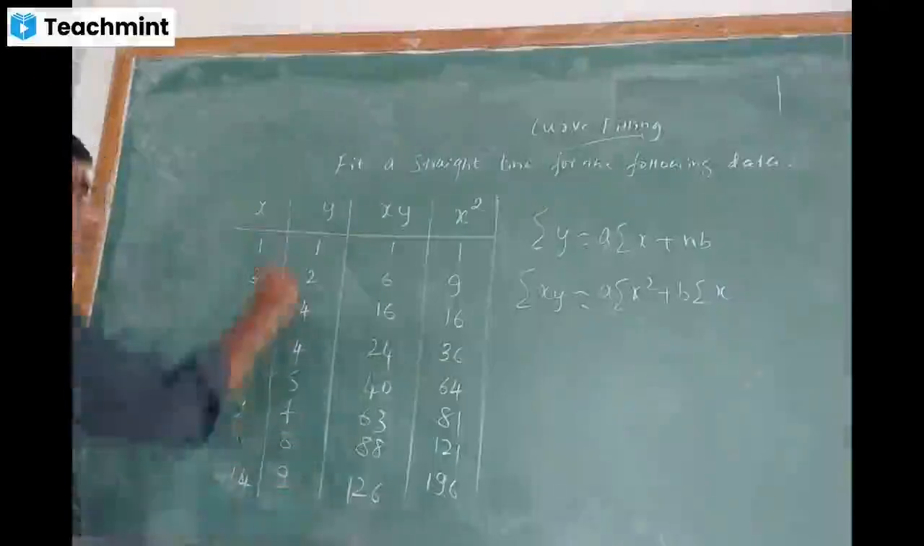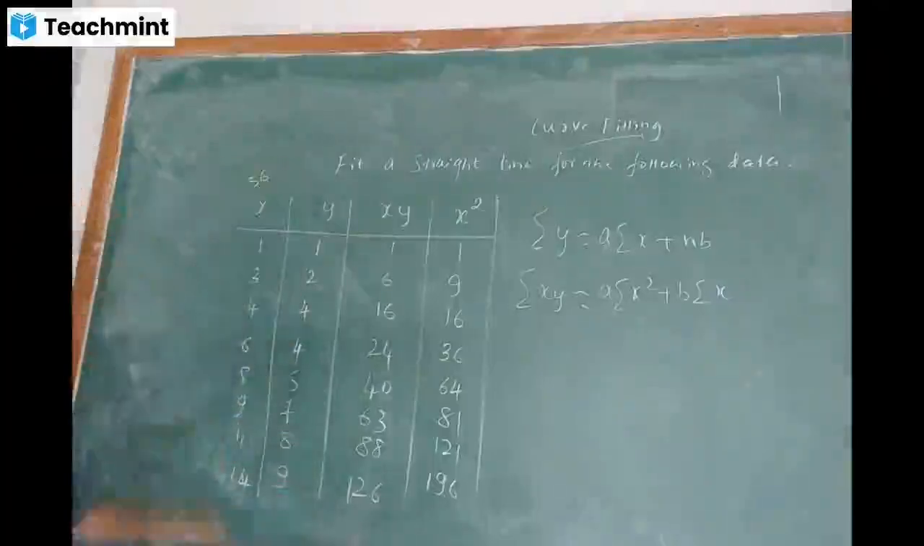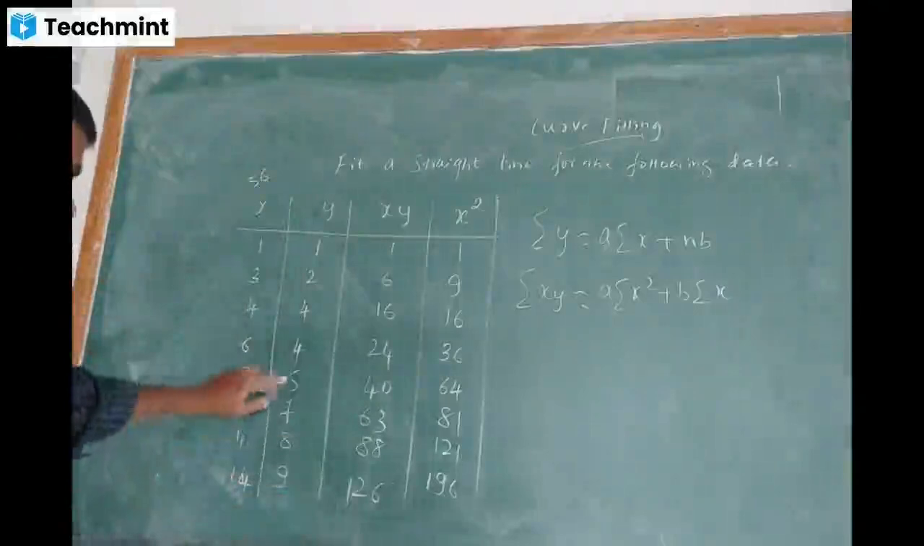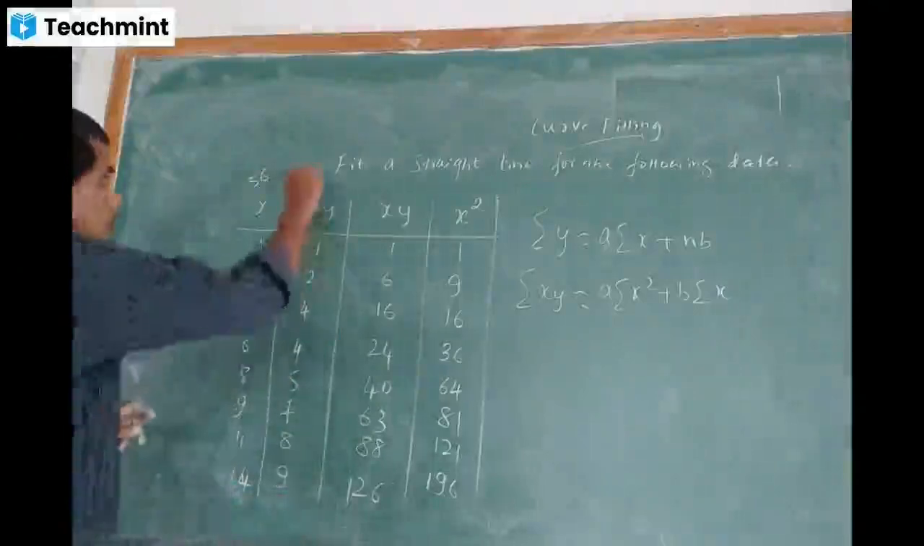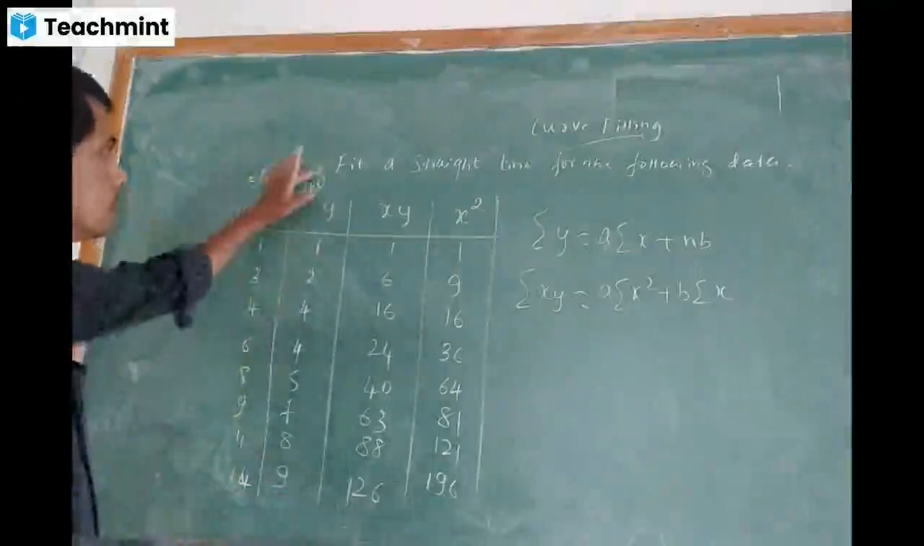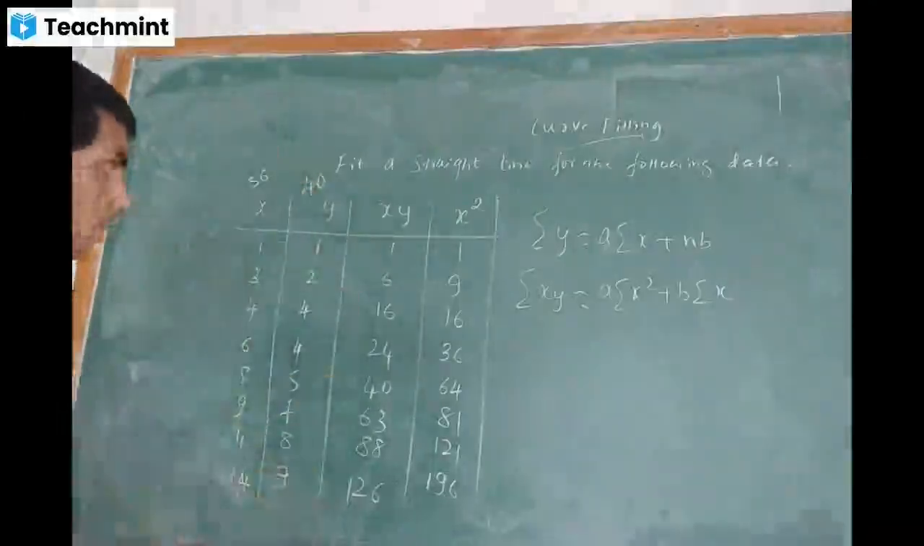Here it is not visible, so I write it here again. Summation is 364.